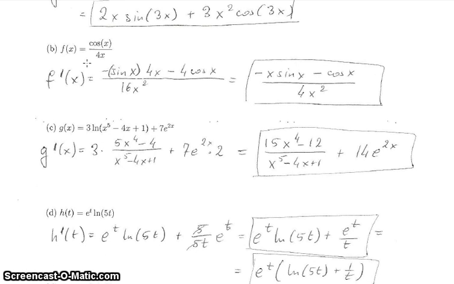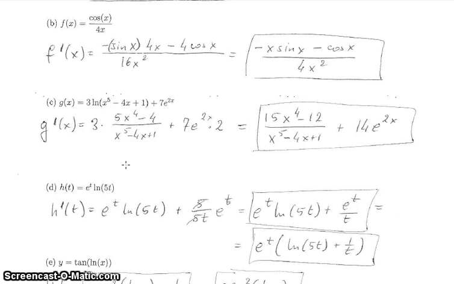B, f of x is equal to cosine of x divided by 4x. We need to use the quotient rule. So derivative of f is equal to the derivative of cosine of x is negative sine of x times 4x minus the derivative of 4x is 4 times cosine of x divided by the denominator squared. So 4x squared is 16x squared. And then notice that you can simplify 4 and 4 in the denominator. So the answer to the derivative is negative x times sine of x minus cosine of x divided by 4x squared.